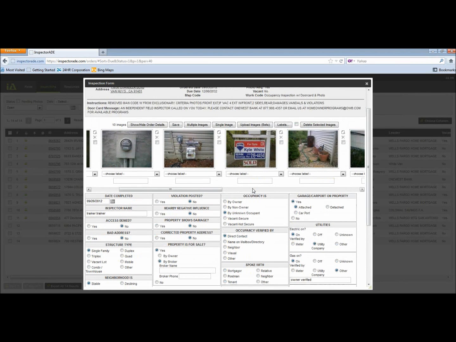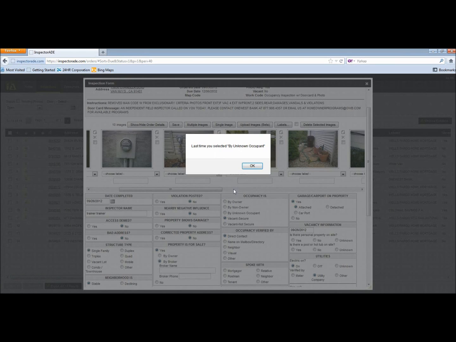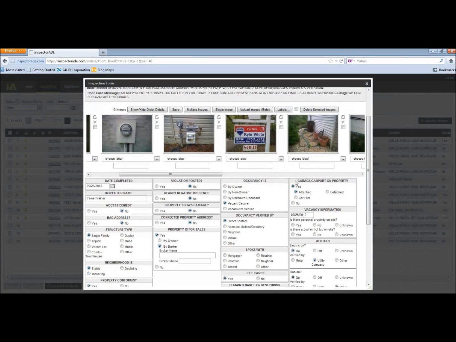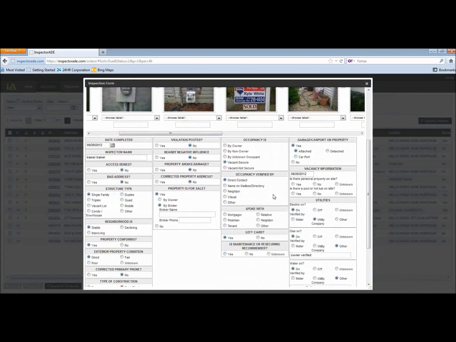So let's scenario this. If this house was occupied last month and you came to this house this month and now it's vacant, and you put the vacancy sticker on the front of the house, depending on what type of inspection it is, if it requires the vacant sticker. And then you're going to say vacant secure or vacant not secure depending on if the door is locked. No one can get in. So I'm going to click vacant secure. And this is going to change the form a little bit.